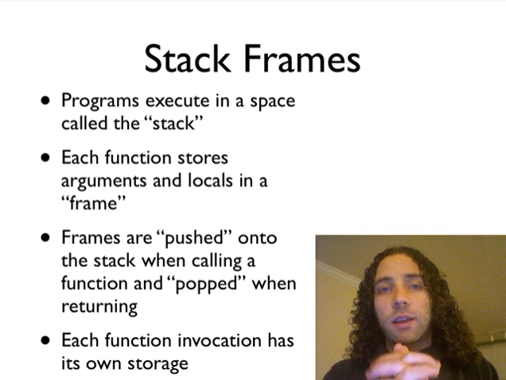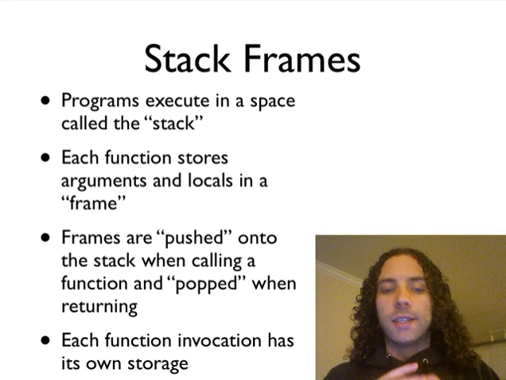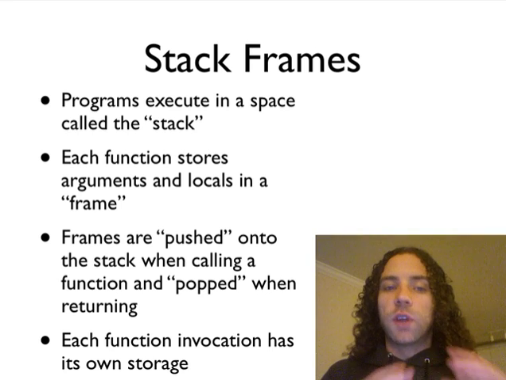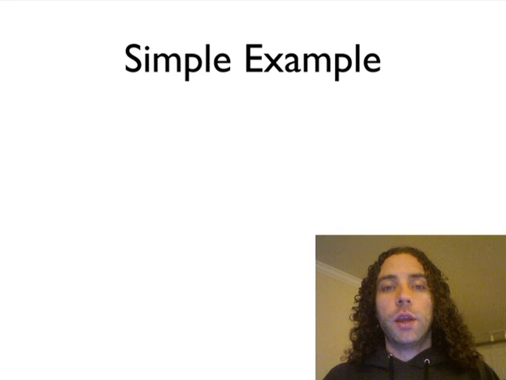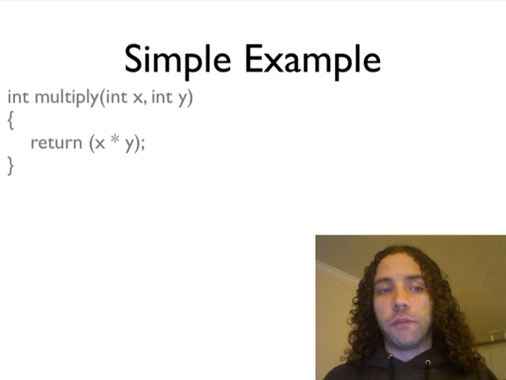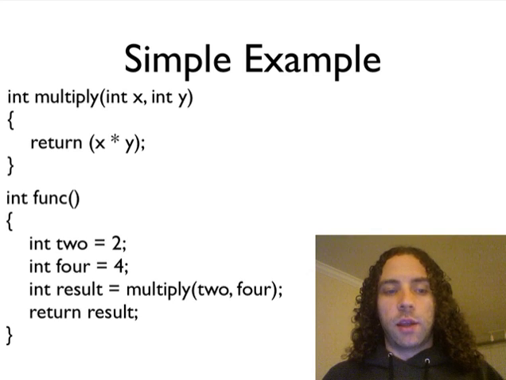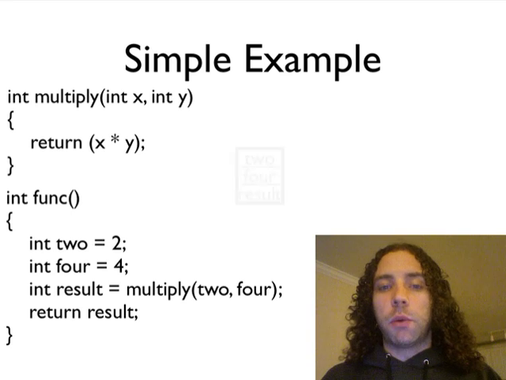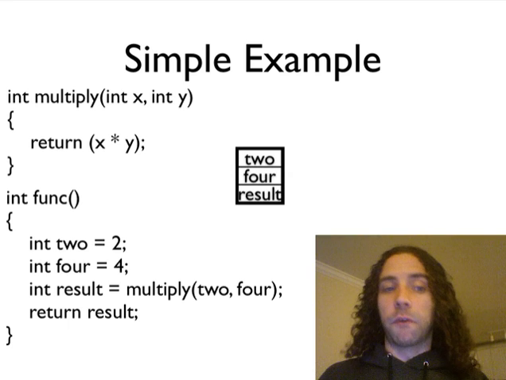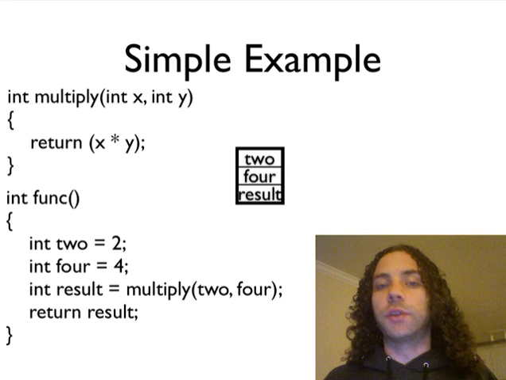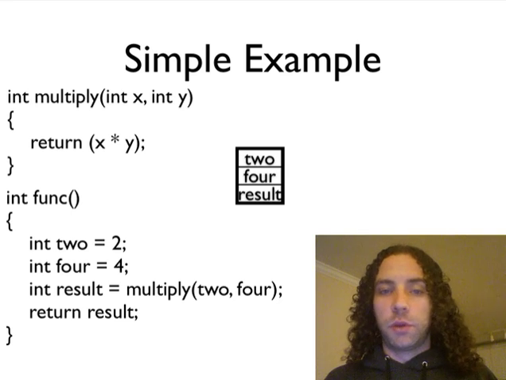And the other thing that's convenient about this and important to realize is every time you invoke a function, it gets its own storage, its own stack frame. So a simple example of this would be the multiply function from earlier. Say I want to calculate the result of multiplying 2 and 4 together. Well, what that would look like is we'd have a stack frame for func, which has the storage space for 2, 4, and result in it, the local variables that we're using in the function.